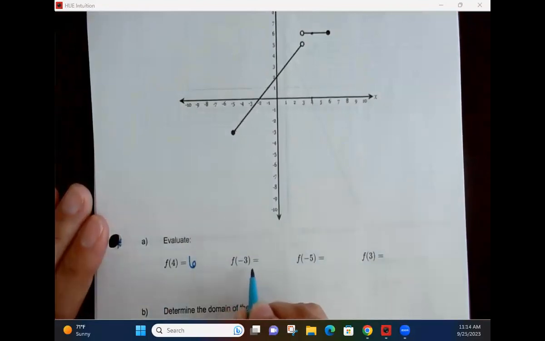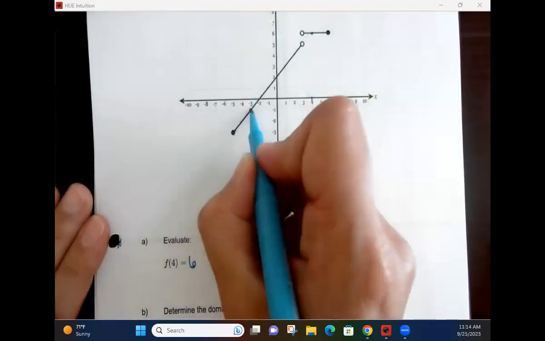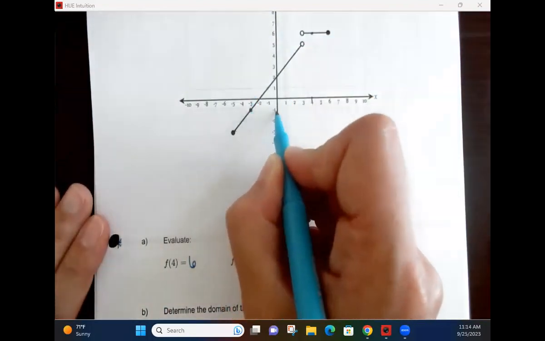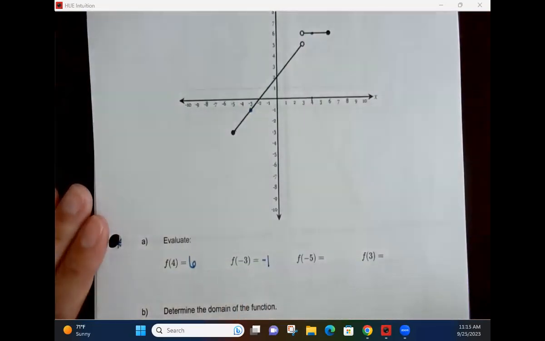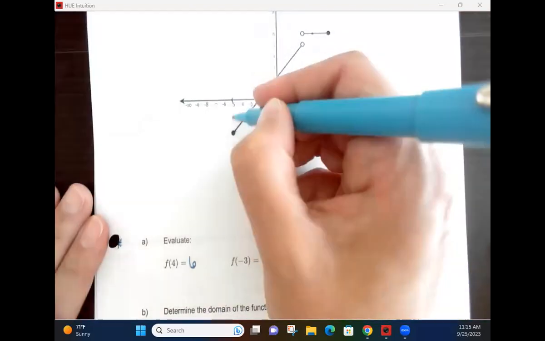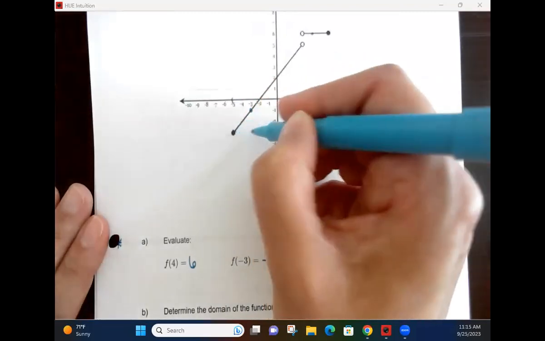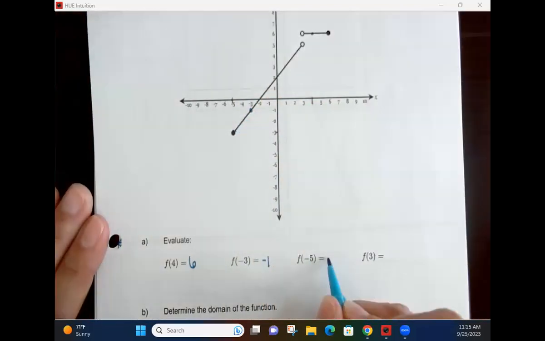F of negative 3 means when x is negative 3, on my graph, y is negative 1. F of negative 5, here's negative 5. Follow that to the point on my graph, and y is negative 3.